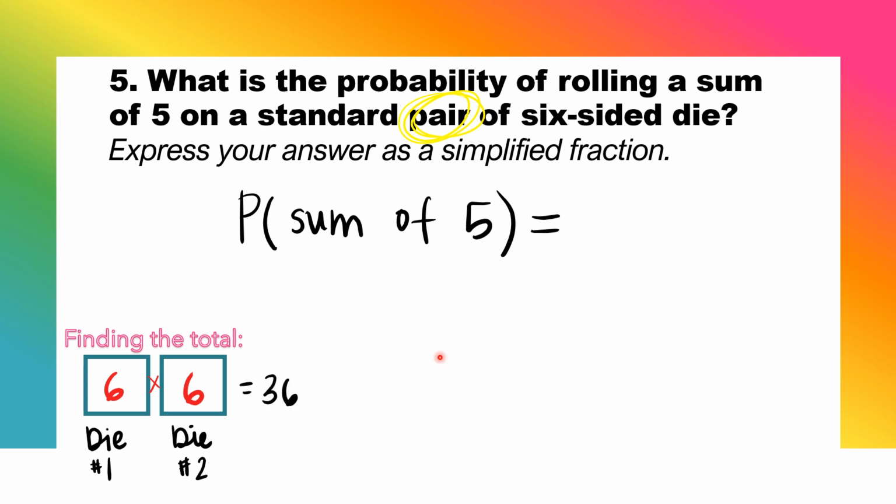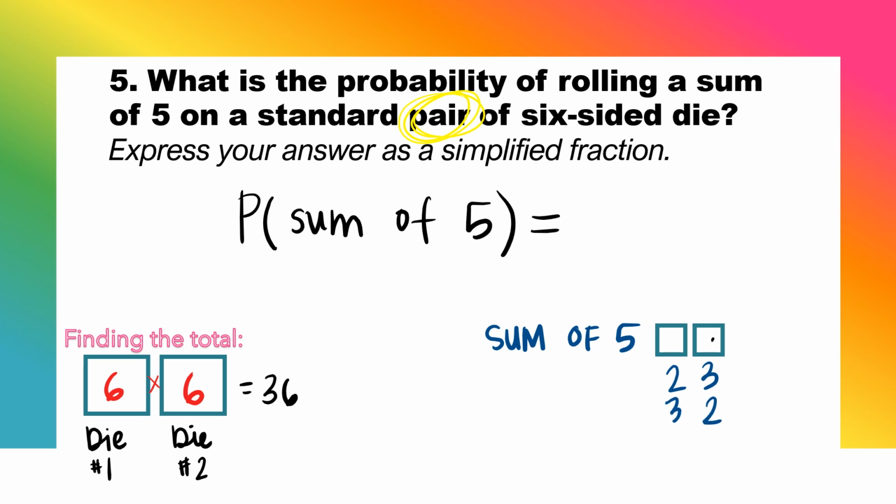Now I know what the denominator is going to be, but now I need to find the numerator. So I'm trying to think, how could I get a sum of 5 on 2 dice? I just wanted to take a second and draw the little picture. If you remember how a die looks, you could have 2 dots on the first die, 3 dots on the second die. You could also flip that around and say maybe you had 3 dots on the first die, 2 dots on the second die.